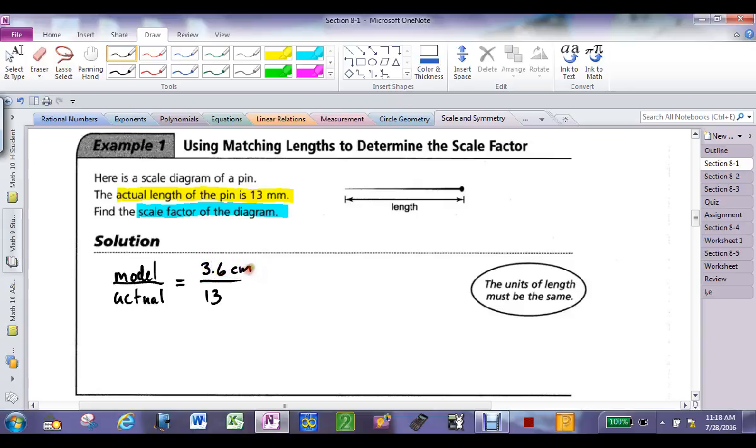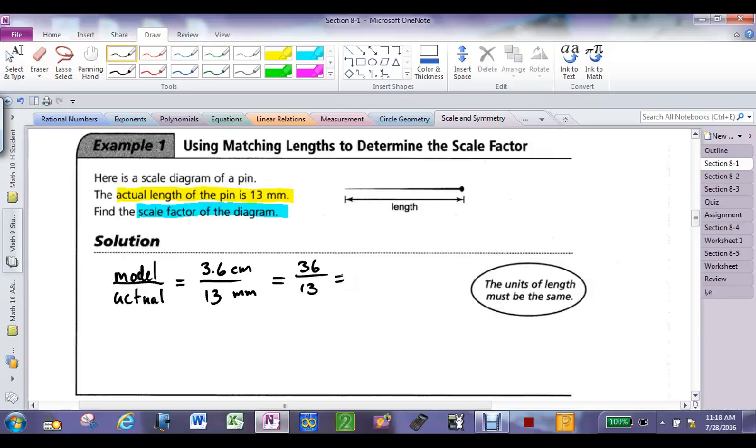3.6 centimeters. Now here's the problem. What's the actual length of the pin? 13 millimeters. Is that cool? No, because the units must be the same. So how do I make centimeters to millimeters? Times 100? Just keep up. Centi to milli is one step, right? So it's just times 10. So it's 36 over 13, right?